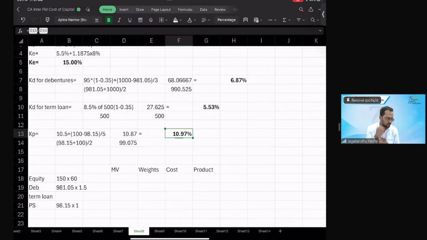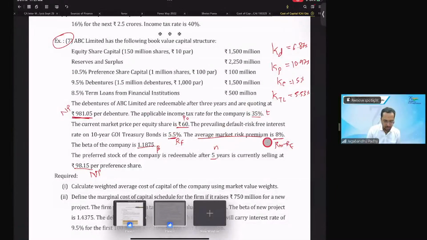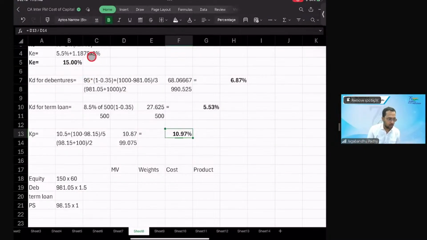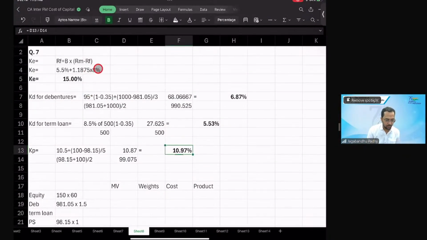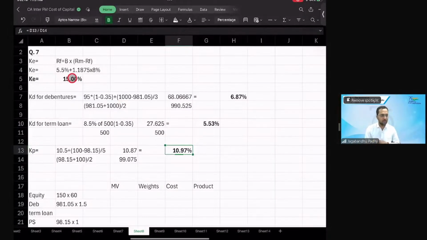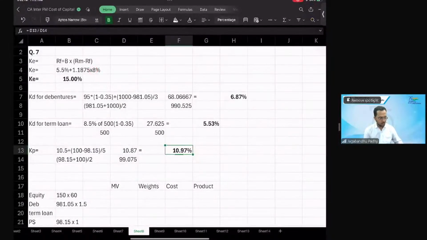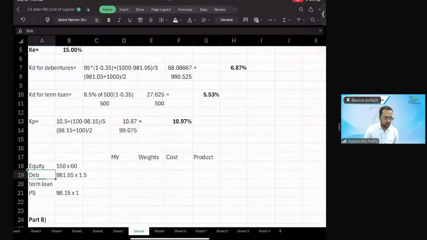KE doubt. So what's the doubt in the KE? In KE, they have given us the risk-free rate as 5.5. RM minus RF is 8%, right? And the beta is 1.1875. That's already given. So you just get it as RF plus beta into RM minus RF. In case of reserves, there's no separate market value, and therefore we are not going to consider it in our calculation.